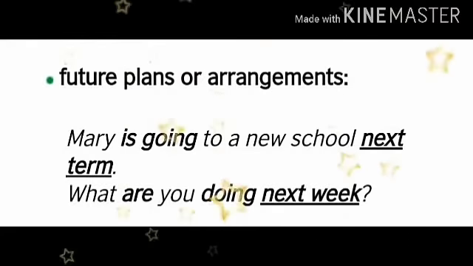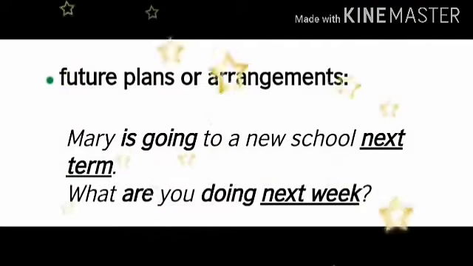Next use. Examples first. Mary is going to a new school next term. What are you doing next week? Now, a very simple question. Have these two actions taken place already? No, not yet. They will take place, they will occur in future. Yes, so present continuous tense is also used to talk about future plans or arrangements.